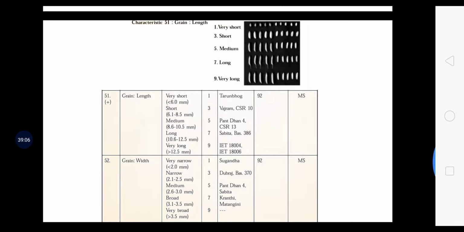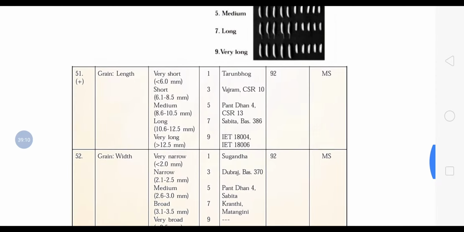Coming to the 51st character, that is length of the grain. The length is divided into very short, that is less than 6 mm. Till now we were discussing the plant parts and panicle characters. Now we are concentrating on the grain characters. Very short means less than 6 mm, scored as 1. Example, Tarun Bhog. Short is 6.1 to 8.5 mm, scored as 3.